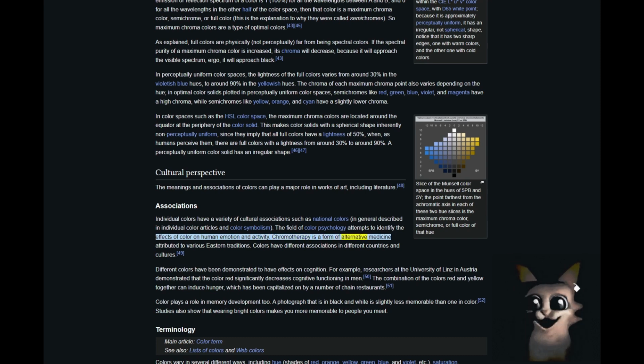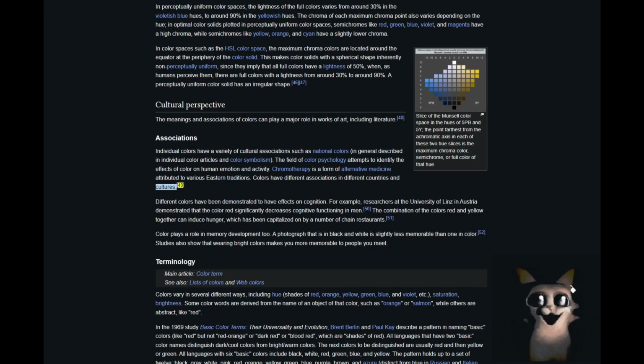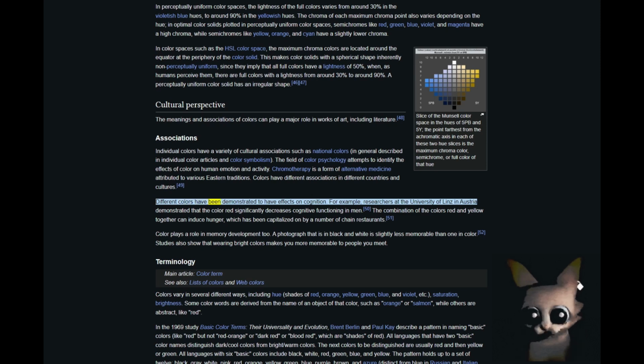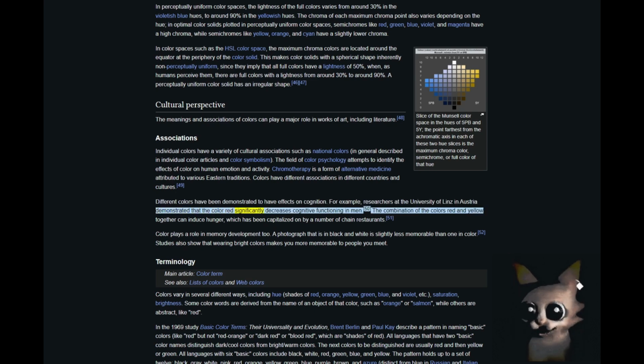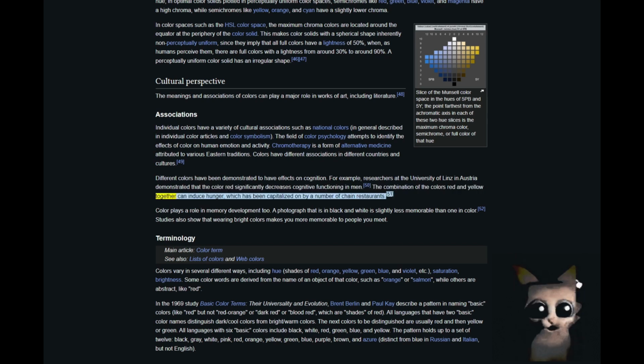Chromotherapy is a form of alternative medicine attributed to various Eastern traditions. Colors have different associations in different countries and cultures. 49. Different colors have been demonstrated to have effects on cognition. For example, researchers at the University of Linz in Austria demonstrated that the color red significantly decreases cognitive functioning in men. 50. The combination of the colors red and yellow together can induce hunger, which has been capitalized on by a number of chain restaurants.